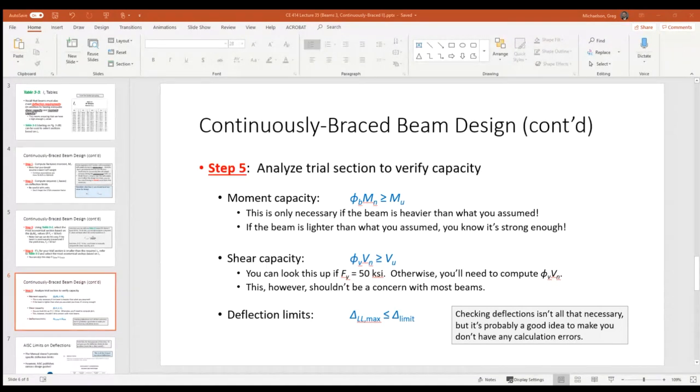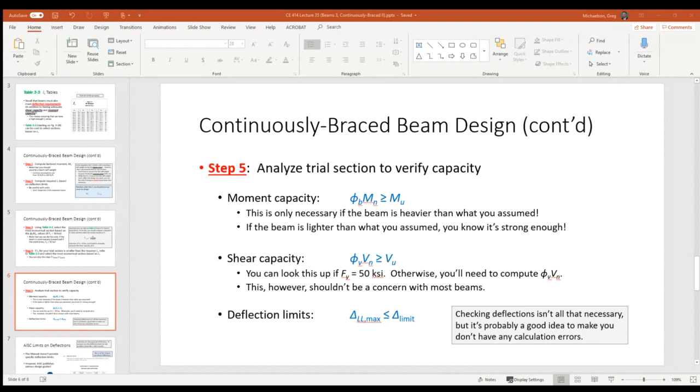Deflection limits, honestly, checking the deflection limits really aren't going to be all that necessary. It's probably a good idea just to make sure you don't have any math errors, but from a philosophical standpoint, there's really no reason to recheck the deflection limits, because there's no assumptions that you need to verify. There's assumptions you need to verify with moment and shear because you assume self-weight, but not with moments of inertia for the deflection limits, if they're live load deflection limits, I should say, which most deflection limits are.